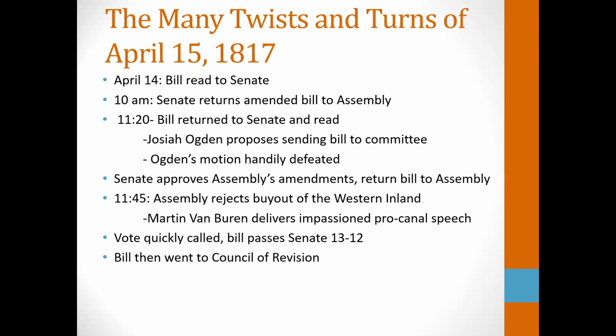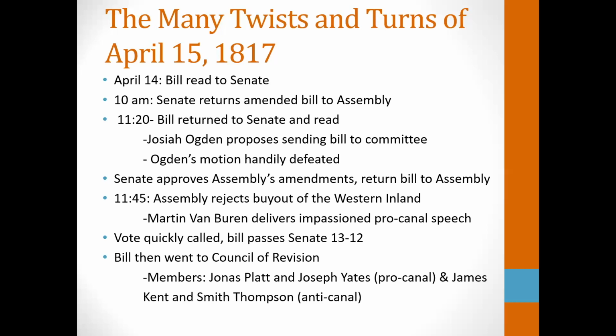But the bill has now passed the Senate and the Assembly, right? Today, it would just go straight to the governor. We got 2 houses. However, at this point, prior to the 1821 Constitution, we had what was called the Council of Revision, a panel of 4 men. Jonas Platt and Joseph Yates. You know Joseph Platt already, pro-canal, but also Judge James Kent and Smith Thompson, both believed to be anti-canal.